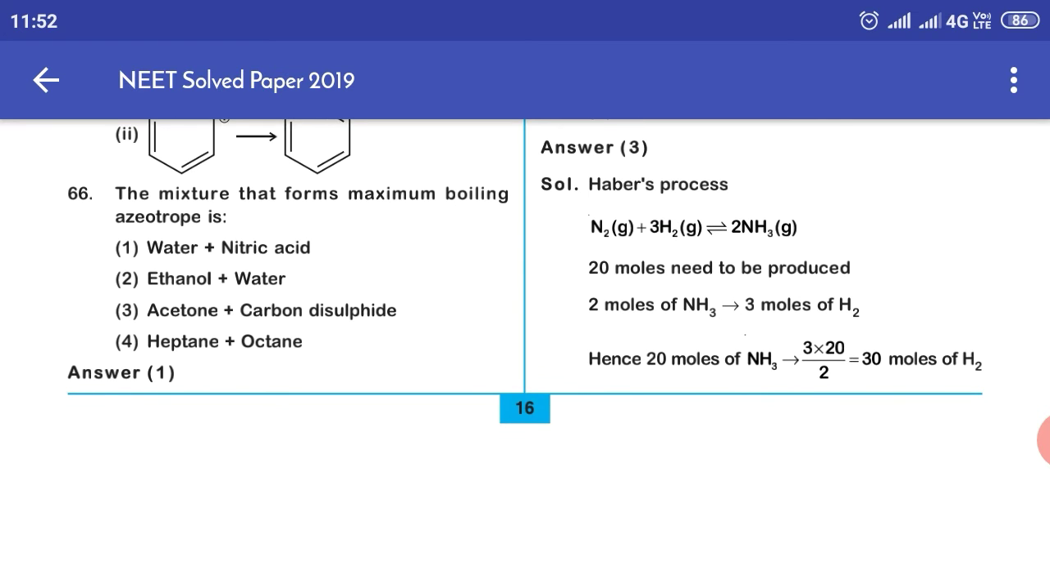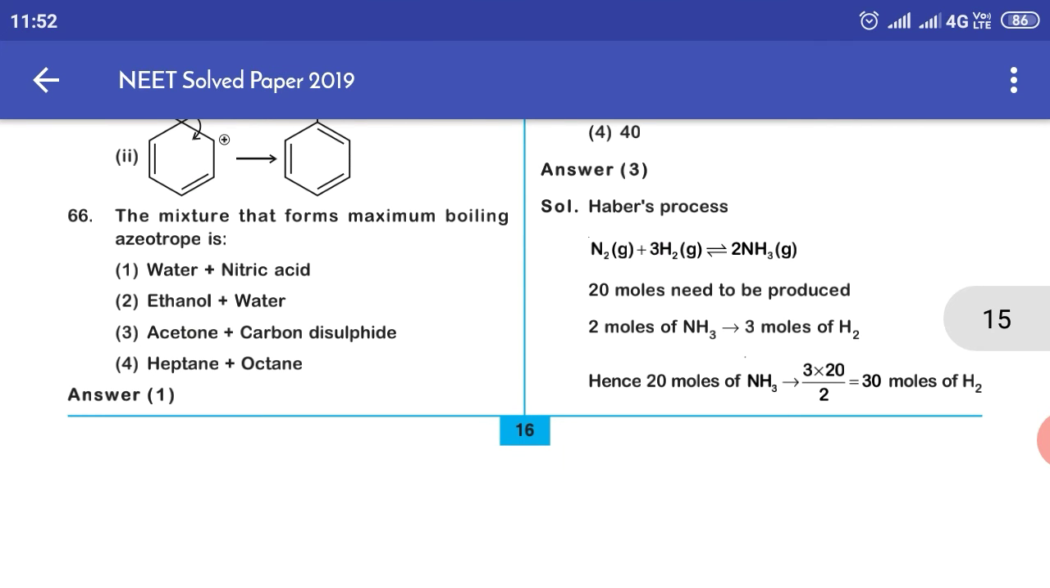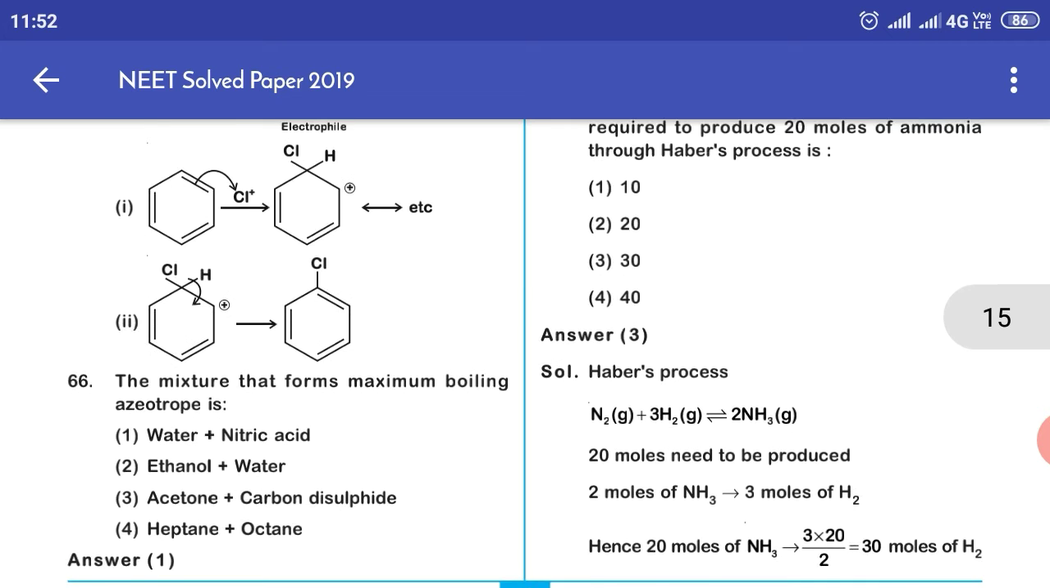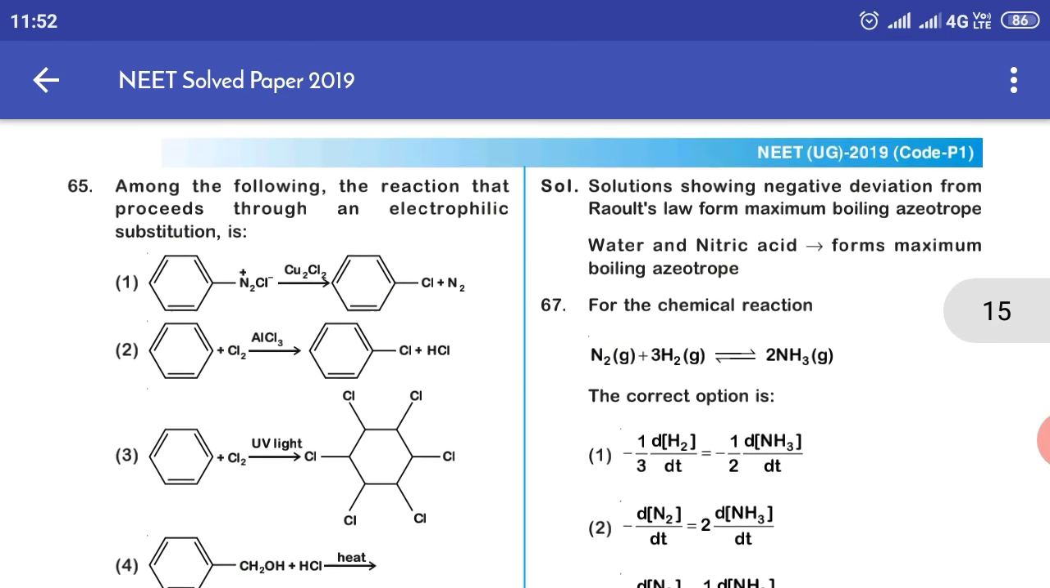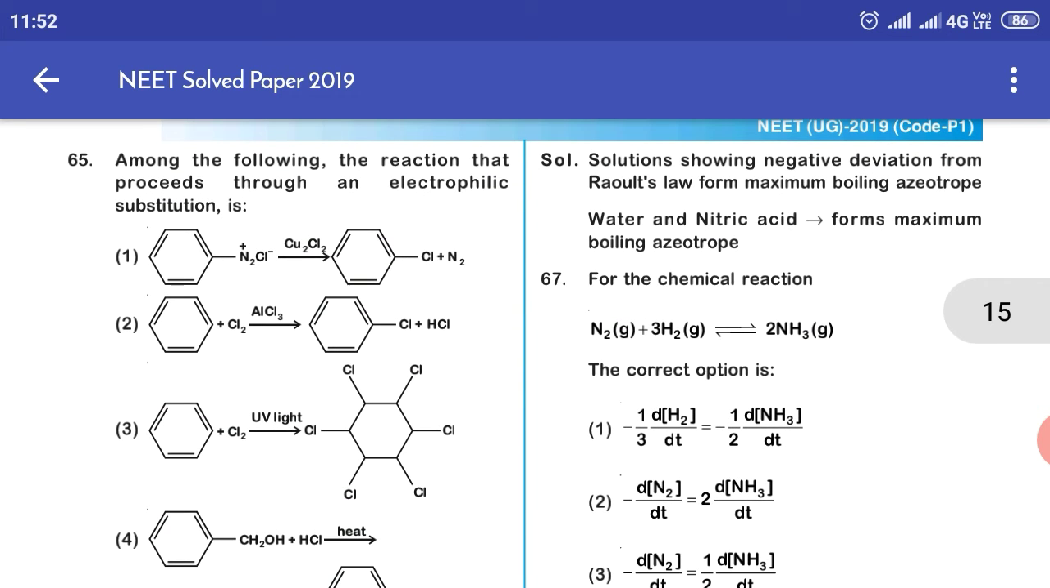The mixture that forms a maximum boiling azeotrope is water plus nitric acid, and that is the answer. The solution showing negative deviation from Raoult's law forms a maximum boiling azeotrope, such as water and nitric acid.